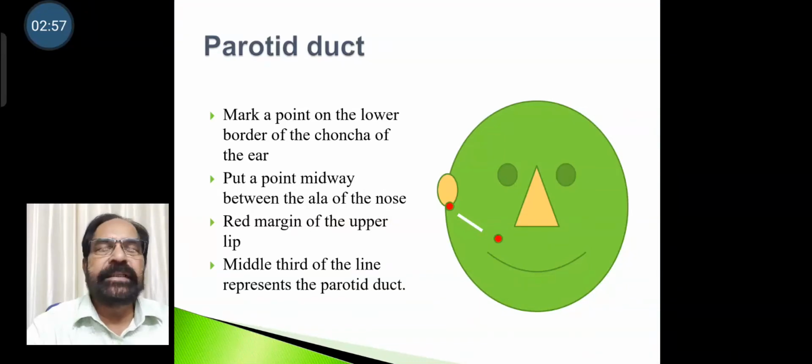Then we go to parotid duct. Mark a point on the lower border of concha of the ear. Put a point midway between the ala of nose and red margin of upper lip. Middle third of the line represents the parotid duct.